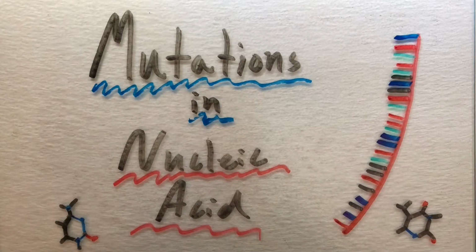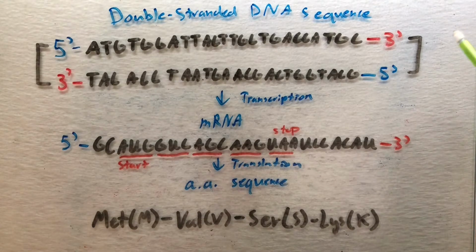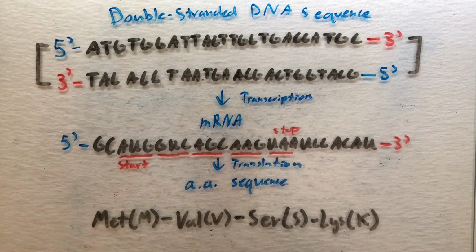Everyone, today I'd like to talk to you about mutations in nucleic acid and what kind of structural differences that will cause in the products of genetic transcription and translation. We'll start with this wild-type normal sequence of double-stranded DNA. After it goes through transcription, it becomes mRNA, and then it will be translated into an amino acid sequence with the amino acids methionine, valine, serine, and lysine.